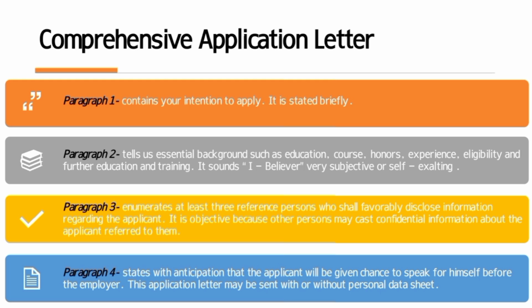Paragraph 3 enumerates at least three reference persons who shall favorably disclose information regarding the applicant. It is objective because other persons may cast confidential information about the applicant referred to them. And paragraph 4 states with anticipation that the applicant will be given a chance to speak for himself before the employer. This application letter may be sent with or without a personal data sheet.